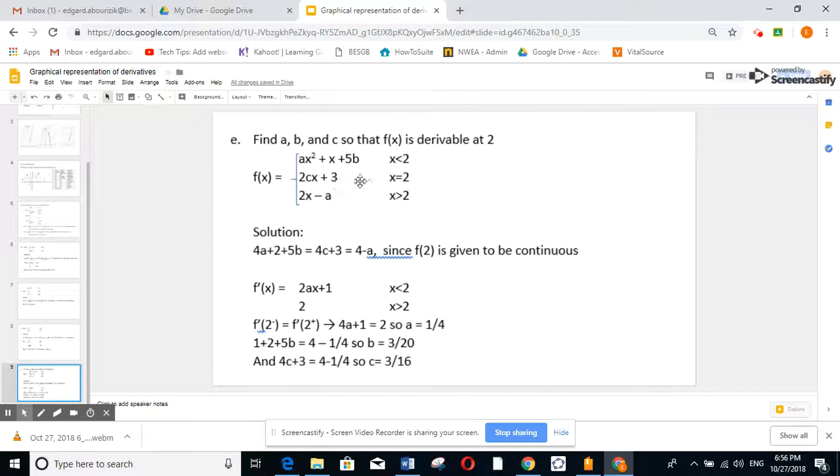I don't care about x equal to 2 because when I do the formula, I do 2 minus and 2 plus, I don't take 2. So no need to take this one. The derivative here is 2. Also, if you replace, f prime of 2 minus, you're going to get 4a plus 1. And f prime of 2 plus is 2.